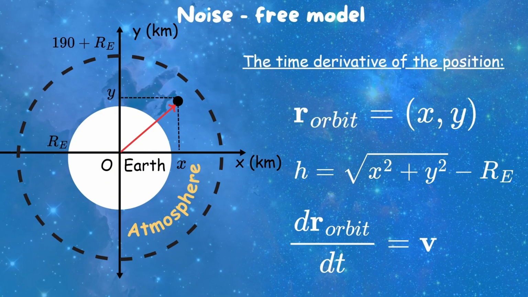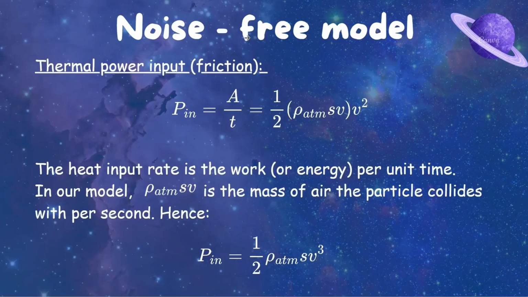the Earth's radius. According to basic physics, the change of position vector is velocity. As the particle decelerates, the kinetic energy becomes heat. The heat input rate is the work or energy per unit time. In our model, P-ATM, S, V is the mass of air that the particle collides with per second. Hence, P-in is half of P-ATM times S times V cubed.